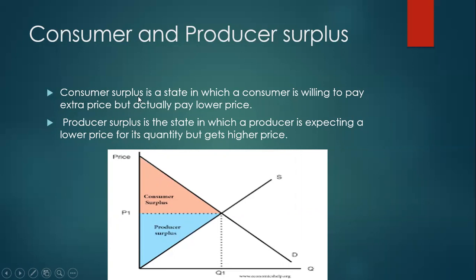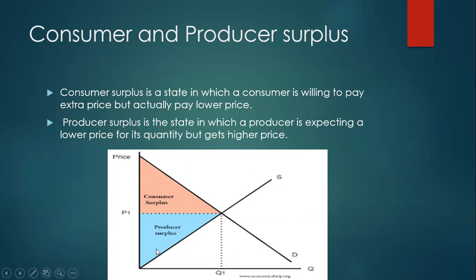For consumer surplus, let's say for example, a person is able to pay $10 for an object, but its price is just $7. So he will pay the lower price and he'll be benefited. This is called consumer surplus. It's a state in which a consumer is willing to pay a higher price, but actually pays a lower price. So this is consumer surplus.